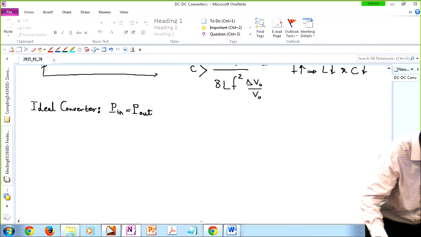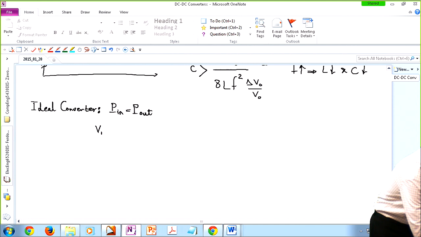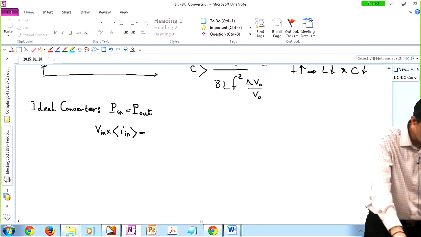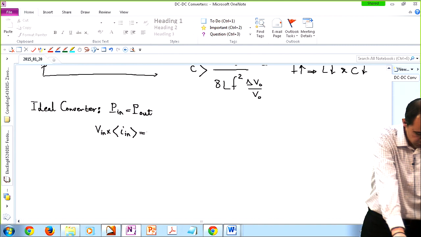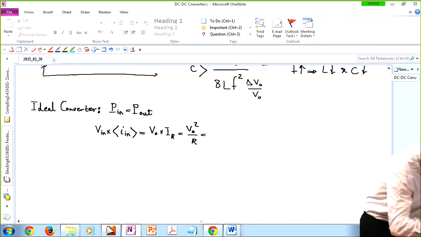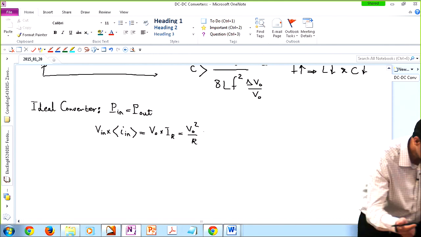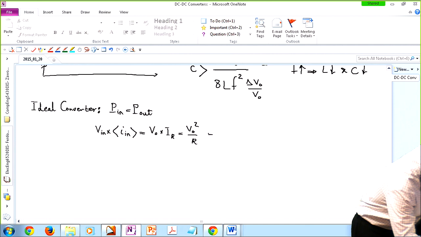Now, as far as the input power is concerned, we are looking at a DC source. So the power of a DC source is the voltage of that DC source times the average value of the current. On the output side, we are looking at basically a resistor, which is V out times, all right, something like this. So if I rewrite this equation, I can actually get this.